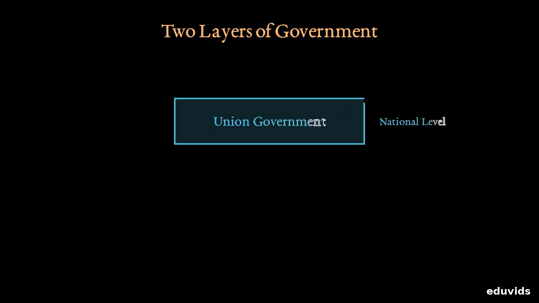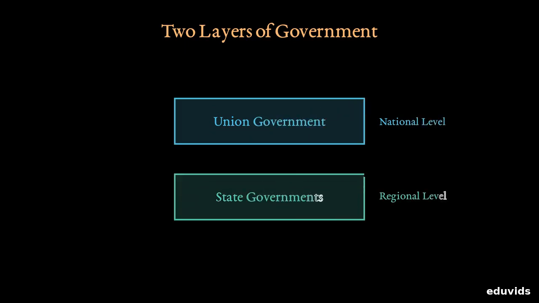In India, we have two main layers of government. There is the union government, which looks after the entire nation, and the state governments, which look after their specific regions. To keep these two from stepping on each other's toes, the Constitution provides 3 lists that clearly define who holds power over what.